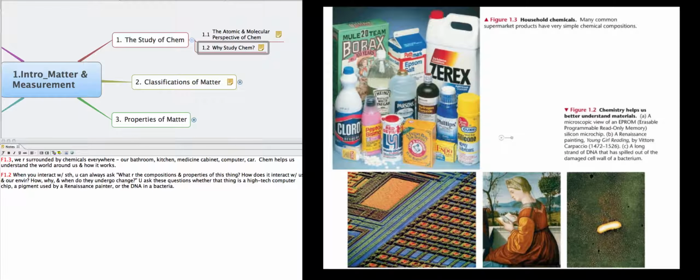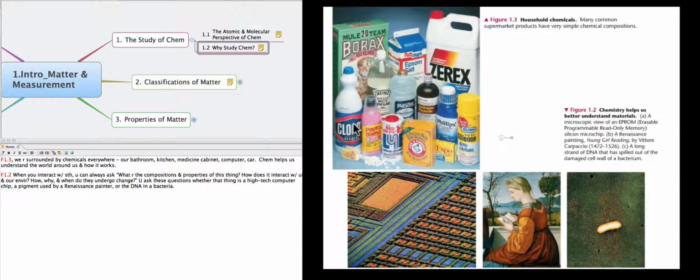Well, another reason why we study chemistry is we are surrounded by chemicals everywhere. You see them in your bathroom, in your kitchen, in your medicine cabinet, the computer you use, the car you drive, they are everywhere. And learning chemistry helps us to understand the material world around us and how it works.